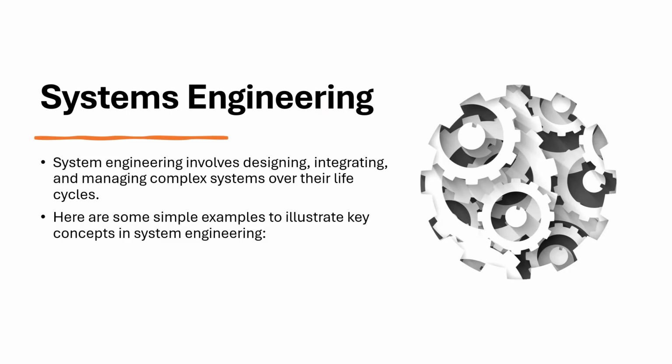So systems engineering, as I said, involves designing, integrating, and managing complex systems over their life cycles. That's the basic definition. So these are three important points. You first design any system, then you have different parts of the system, and then you integrate all the parts to ensure that it works together. Then you manage the complex systems and their whole life cycle. That's what systems engineering basically means. And in this video you'll learn about certain examples, which I'm going to go through now.